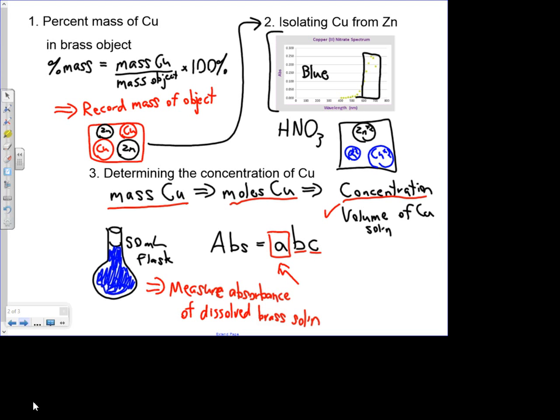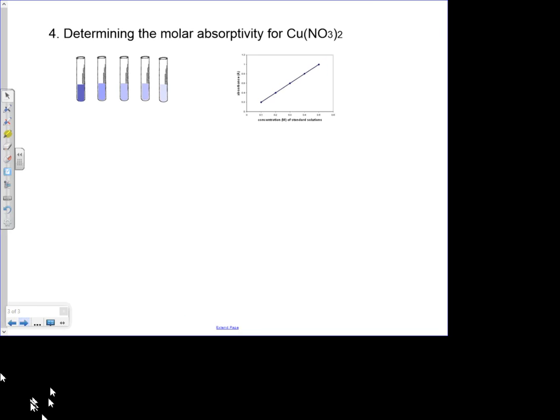So then that's going to lead to the second part of your experiment, which is going to be to do a serial dilution. So let me just show you what that's going to look like. So you're going to have a known concentration of copper nitrate. Known molarity.